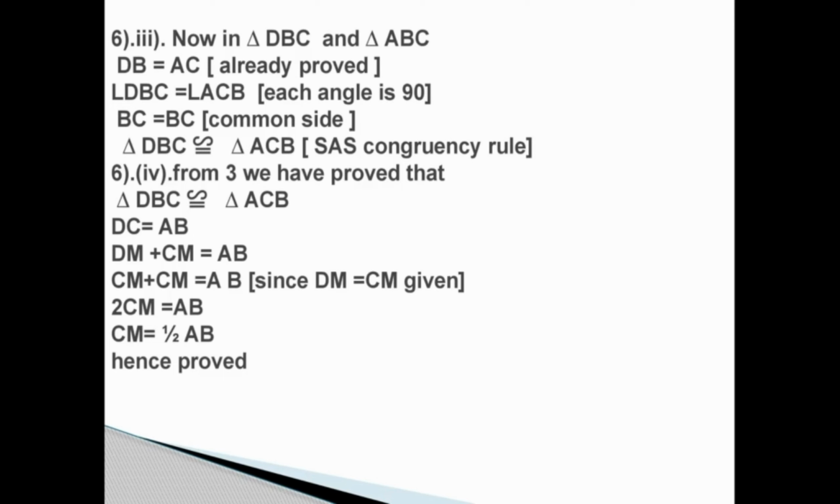From 3, we have proved that triangle DBC is congruent to triangle ACB. Also, DC is equal to AB. Therefore, DM plus CM is equal to AB. In place of DC, we are writing DM plus CM is equal to AB. Next, CM plus CM is equal to AB, since in the given we know that DM is equal to CM. Therefore, 2CM is equal to AB. CM is equal to half of AB.